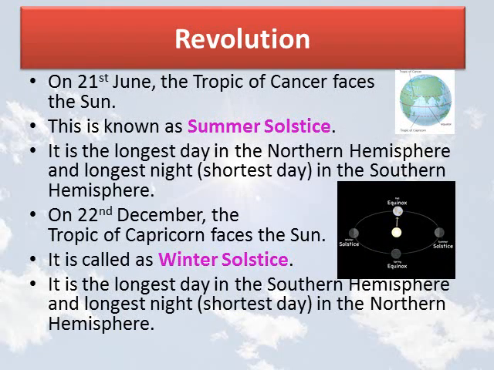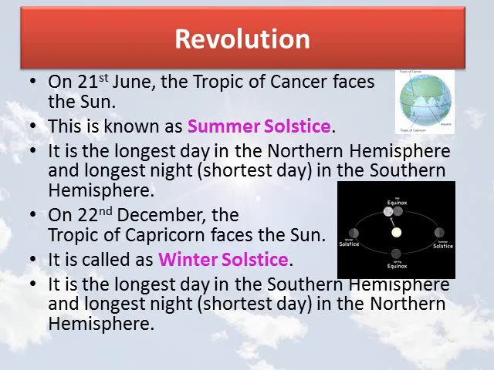On 21st June, the Tropic of Cancer faces the sun, and this is known as summer solstice. Dear children, it is the longest day in the northern hemisphere and the longest night, or the shortest day, in the southern hemisphere. So what is summer solstice? On 21st June, the Tropic of Cancer faces the sun.